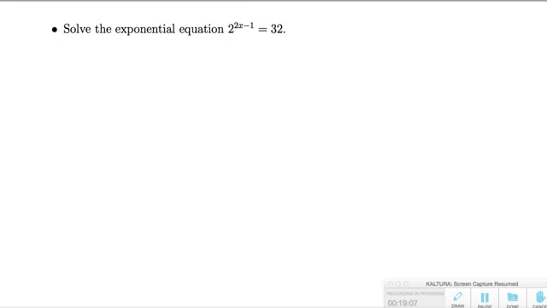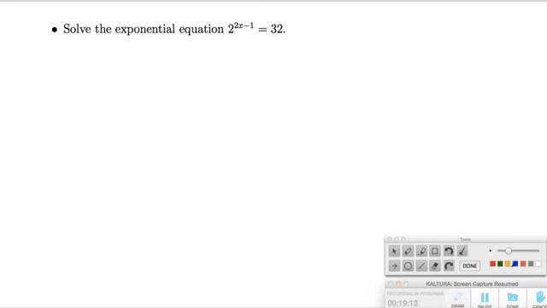And the expressions can be complicated. So here's an example of one that's not quite as easy to work with, but we should still be fine though. So we've got 2 to the power of 2x minus 1 equals the number 32. Okay, so at this point we're going to consider what to do. Take the log on both sides of the equation.